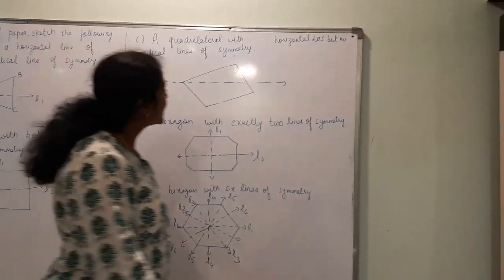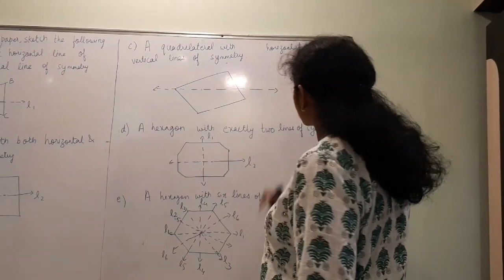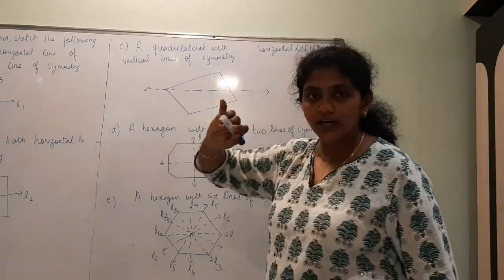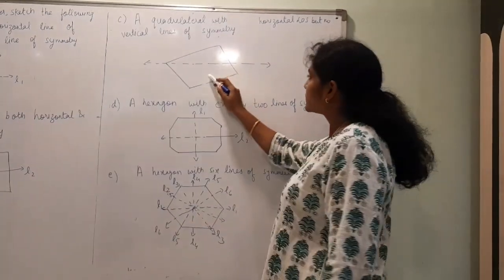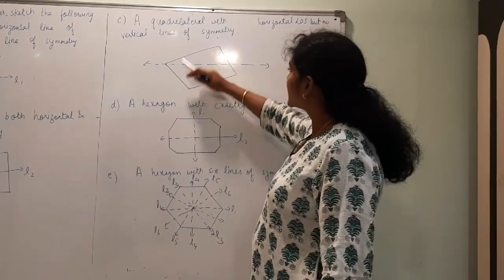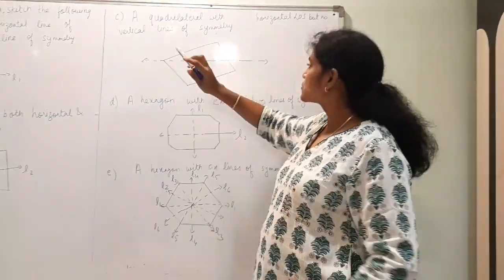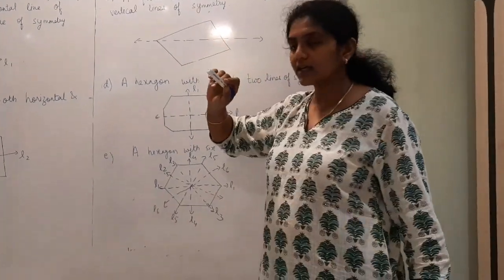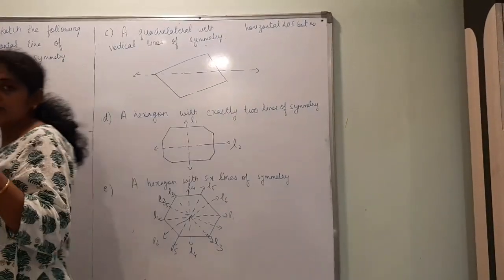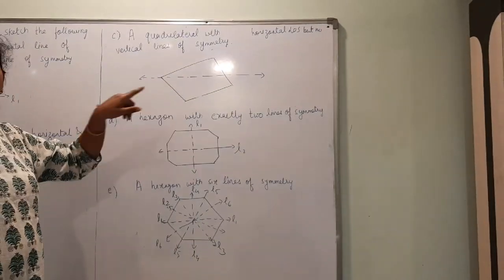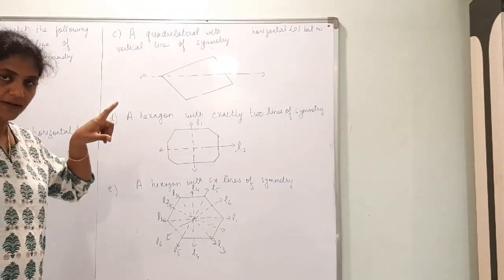Then is a quadrilateral with horizontal line of symmetry but no vertical. So I have taken it like this. If you fold it like this, the parts will coincide. So this quadrilateral is having a horizontal line of symmetry but no vertical line of symmetry.